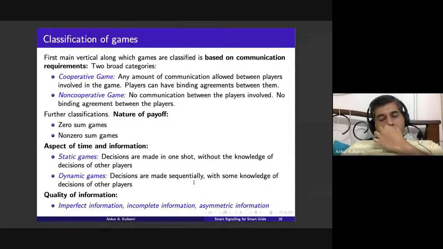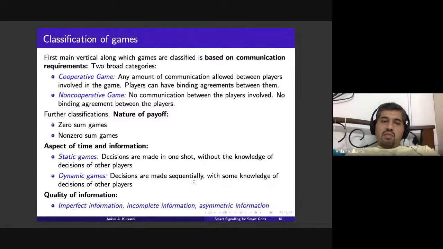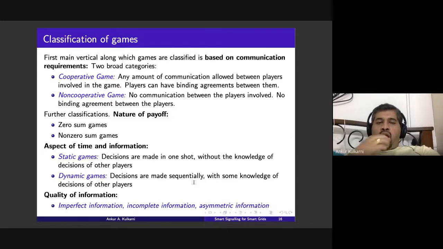Now, games come in very different flavors. The first main broad category of games is based on communication requirements between the players. If the players are allowed any amount of communication between them, and they are known to communicate, then the resulting game is called a cooperative game. In this sort of game, players can discuss at length what actions they want to choose between themselves, and can even come up with a binding agreement to play those actions.